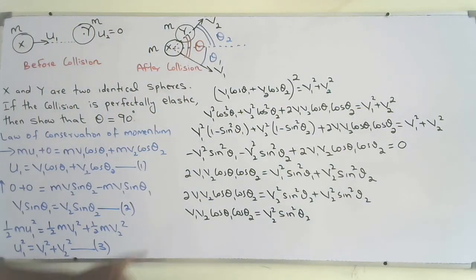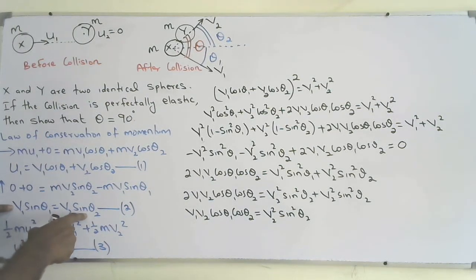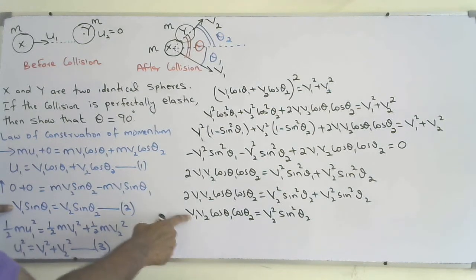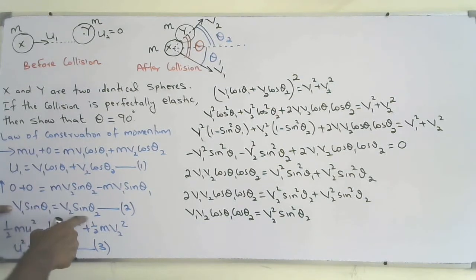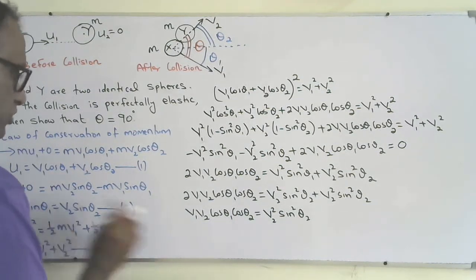Okay, so still I need to eliminate V1, V2. How can I eliminate it? Instead of this V1, I can substitute V2 sine theta 2 over sine theta 1. I can make the V1 the subject. If I make V1 the subject, instead of V1, I can write V2 sine theta 2 divided by sine theta 1 equal V1. Right?